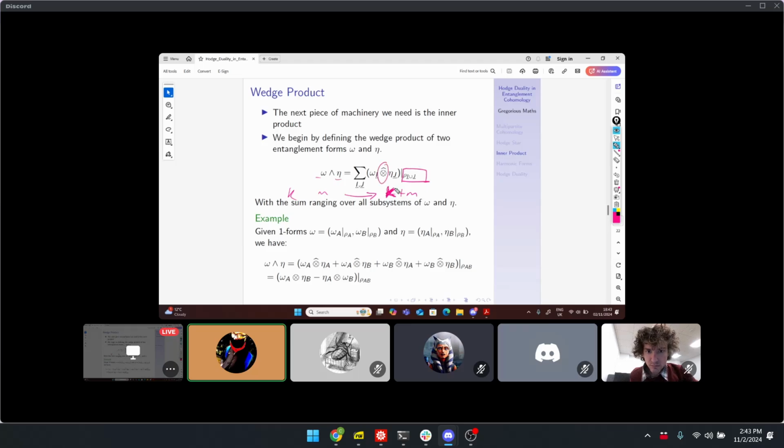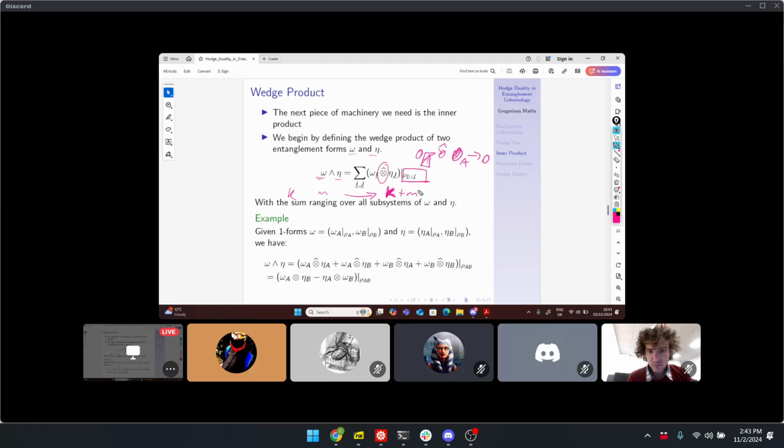Because the shuffled product will give us 0 if, for example, we have OA shuffled times OA, that takes us to 0. So if we're given two entanglement forms, omega and eta, which don't overlap at all with these subsystems, then we get a K plus M form.